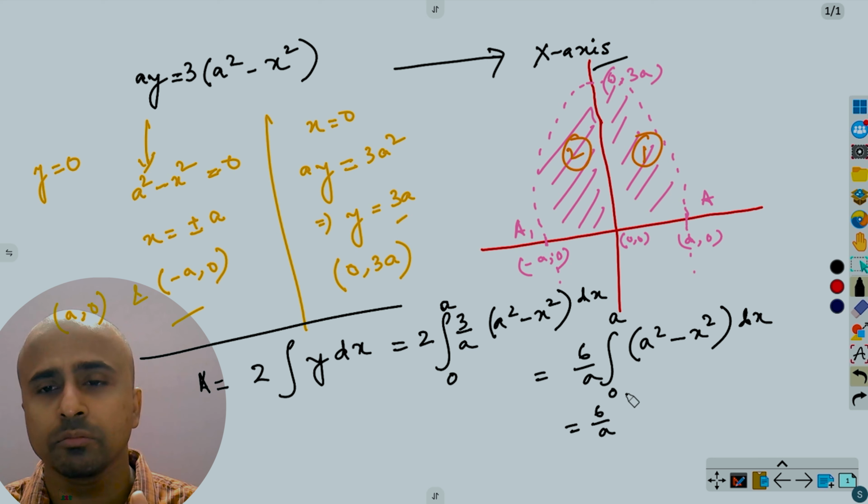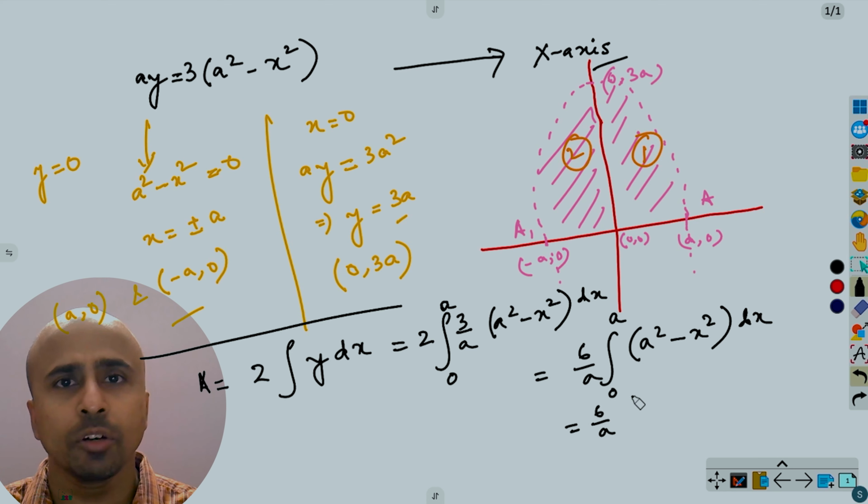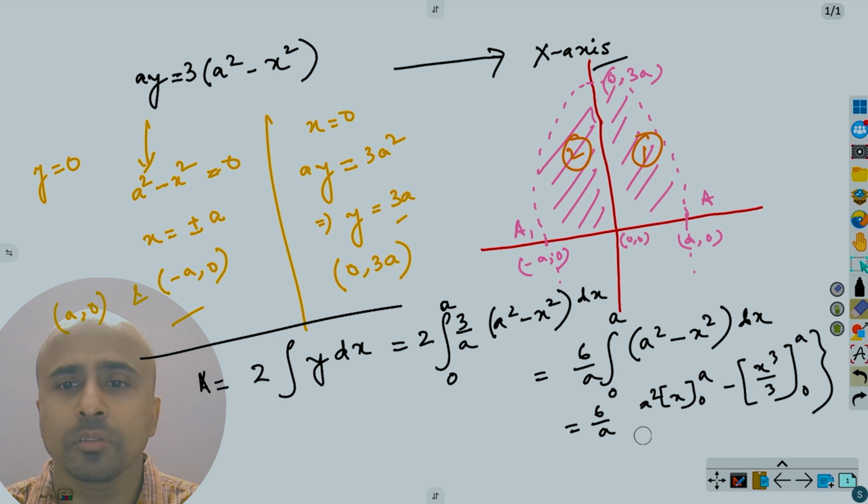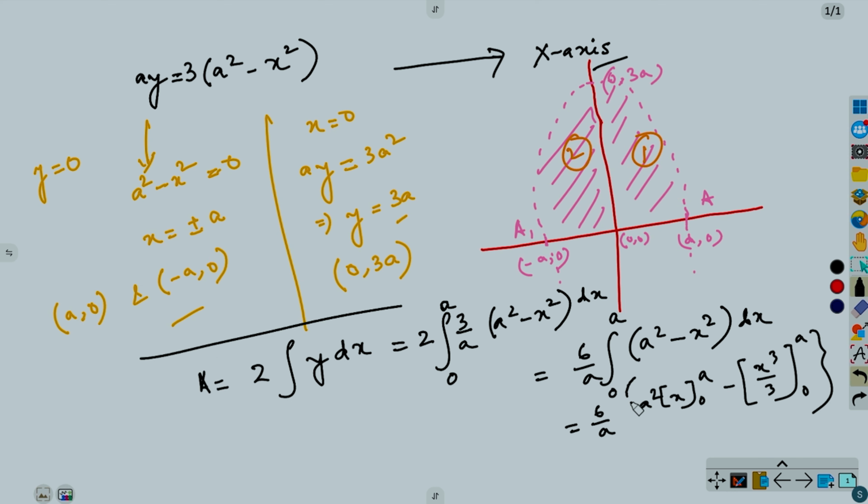I am not doing the integral part, I am substituting the values straightforwardly, but if you have any doubts you can ask me. So this will be a square times x from 0 to a, minus x cubed by 3 from 0 to a.